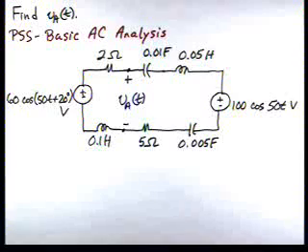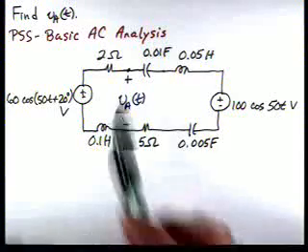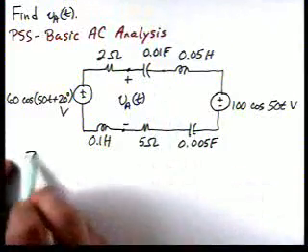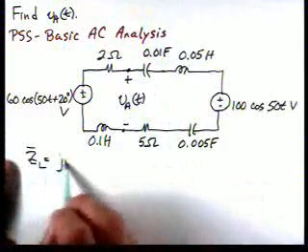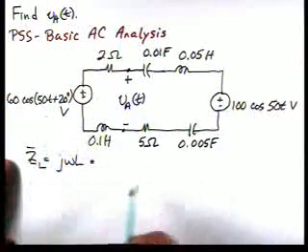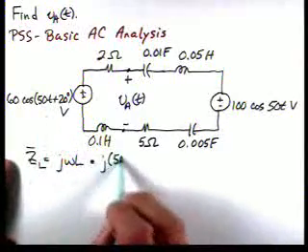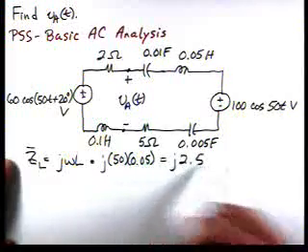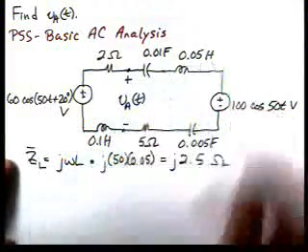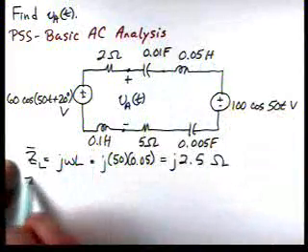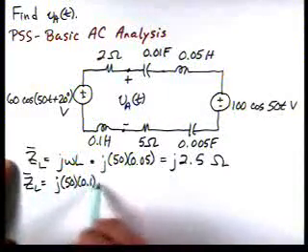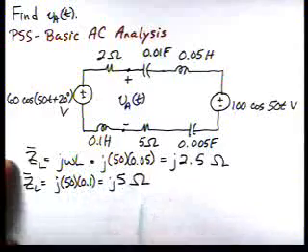If we look, for instance, at our two resistors, we know their impedance is not a function of omega. But for our inductor, we remember that the impedance for an inductor is j omega L. Our omega is 50. So we have j 50 times 0.05, which is j 2.5 ohms for this inductor. For the one on the bottom, we have j 50 times 0.1, so that's j 5 ohms.